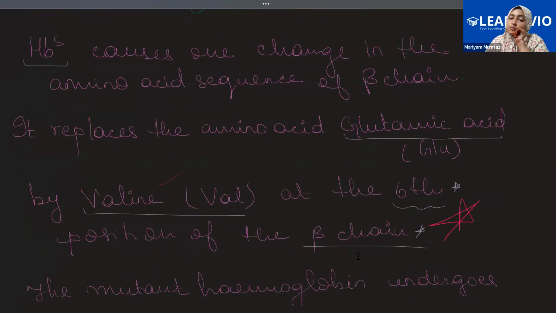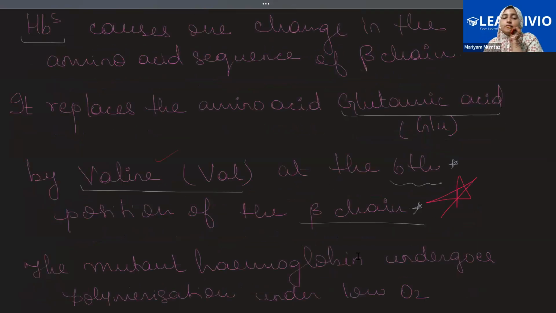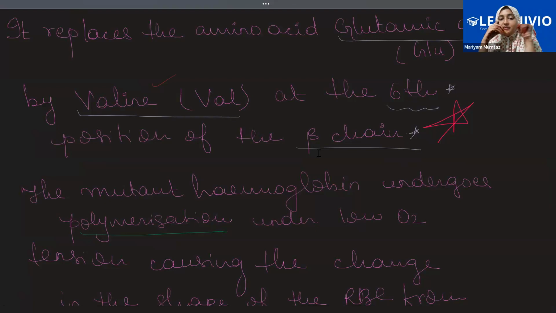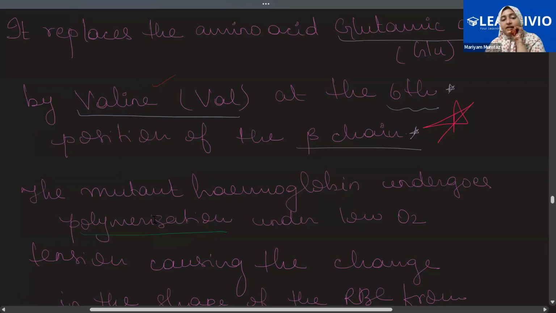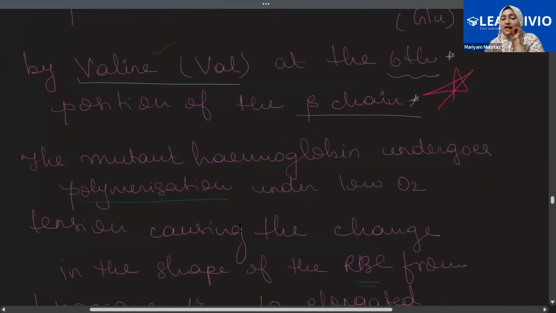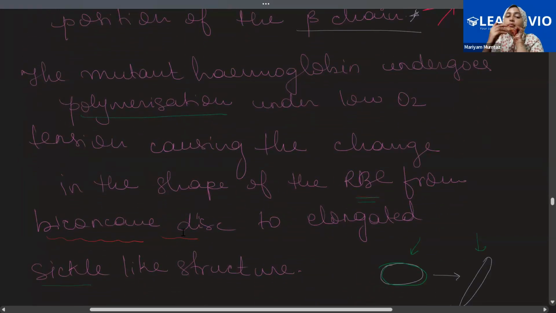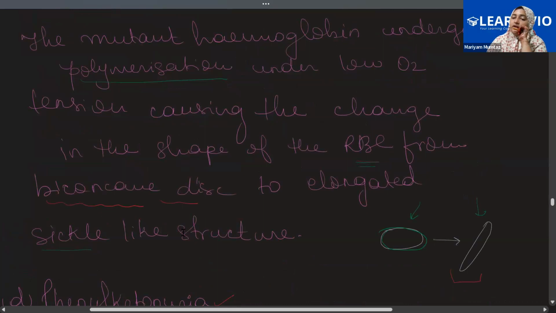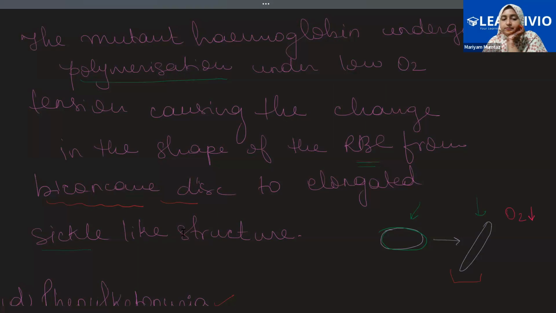This is very important. Which position and which amino acid is being replaced by another amino acid? Glutamic acid is being replaced by valine. Now since it's a wrong sequence, a wrong amino acid is present, the mutant hemoglobin undergoes polymerization. It starts forming a polymer under low oxygen tension, and then the shape of the RBC changes from a biconcave disc-like shape to an elongated sickle-like structure. Okay, it becomes elongated. And now the oxygen carrying capacity decreases because the size becomes smaller. So how will it carry enough oxygen?